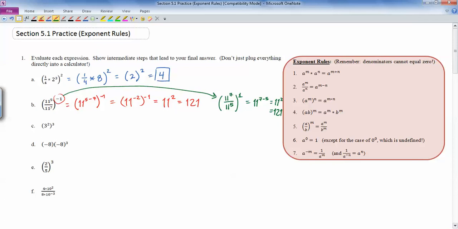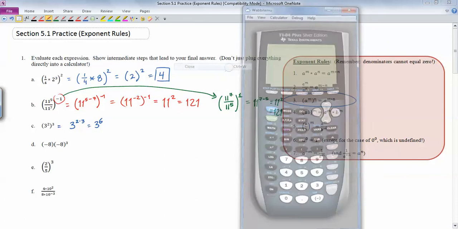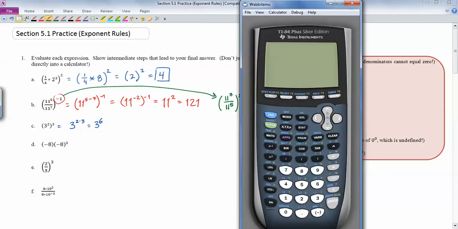Let's take a look at the next one here. So I'll go back to blue. So it's 3 squared cubed. Well, that's this form. So that's going to be 3 to the 2 times 3, which is 3 to the 6th. And then, let's see, if we type that in on a calculator, what do we get? Oh, my calculator won't turn on. File, close. Let's restart that. So 3 to the 6th, 729.